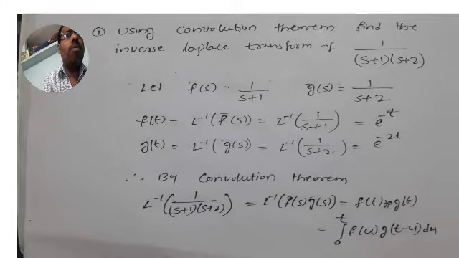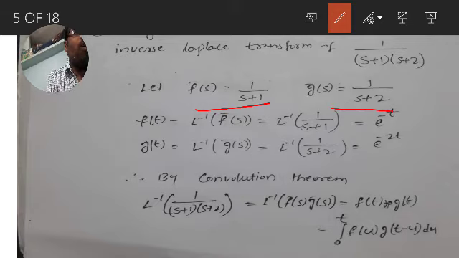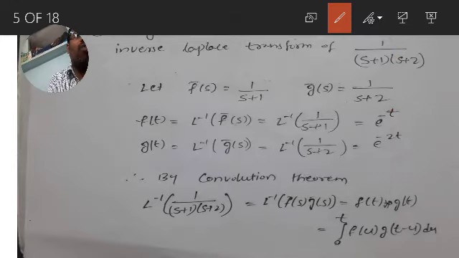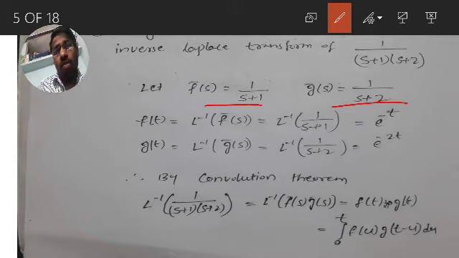Problems. First problem we are explaining. Here f bar of s is 1 by s plus 1 and g bar of s is 1 by s plus 2. You have two functions, 1 by s plus 1 and 1 by s plus 2. So take the first one as 1 by s plus 1 and the second one as 1 by s plus 2. Now f of t. What is f of t? L inverse of f bar of s.